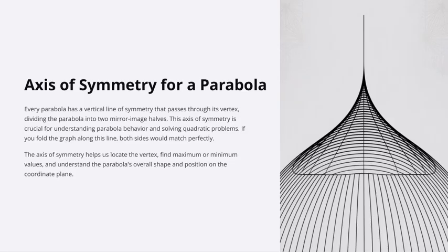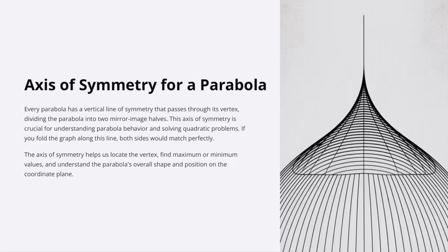Let's talk about the axis of symmetry for a parabola. Every parabola has a vertical line of symmetry that passes right through its vertex. Think of it as a mirror line that divides the parabola into two mirror image halves. This axis is really important because it helps us understand how the parabola behaves and is key to solving quadratic problems. Imagine folding the graph along this line. You'd see that both sides match up perfectly, which highlights how symmetrical the parabola is. The axis of symmetry isn't just a visual tool, it actually helps us locate the vertex, which is the highest or lowest point of the parabola.